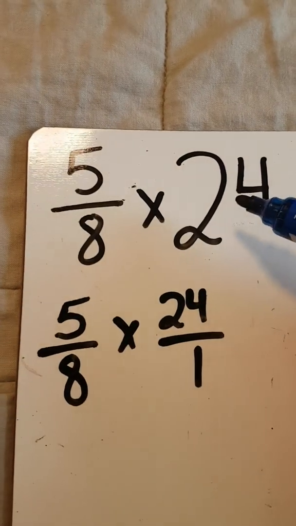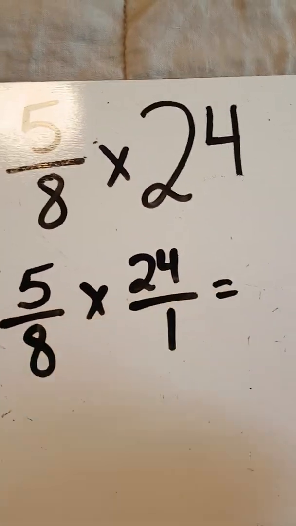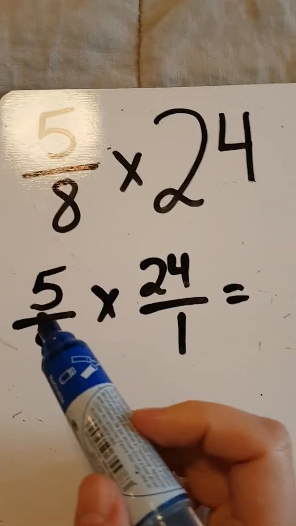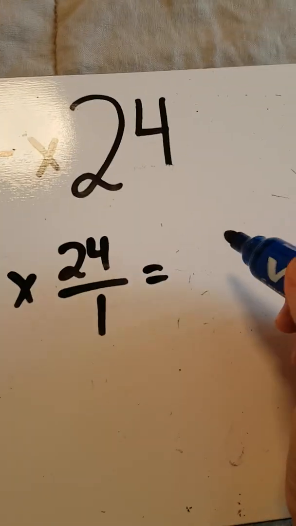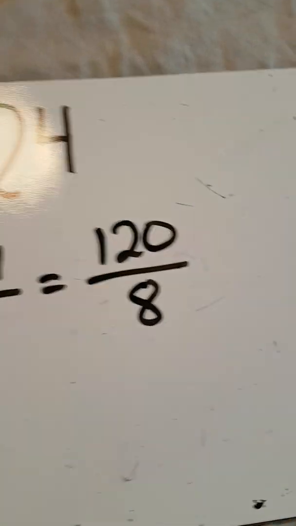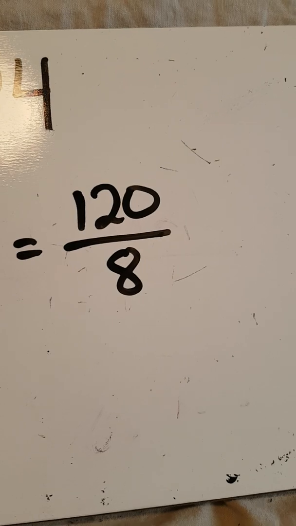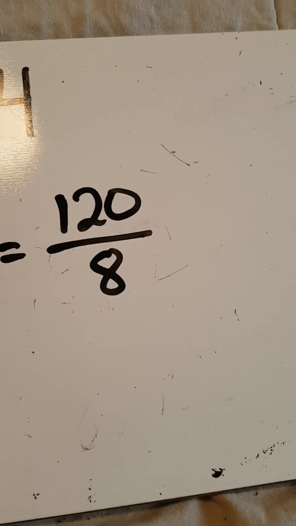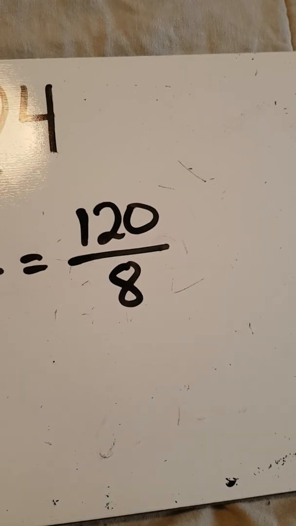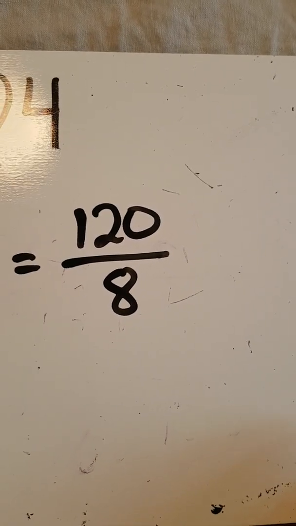I always put it over 1. That way I can multiply straight across without any problems. So I know that 5 times 24 would equal 120 over 8. Now, if you remember from adding and subtracting fractions, your numerator is not supposed to be bigger than your denominator. That still rings true when you are multiplying.